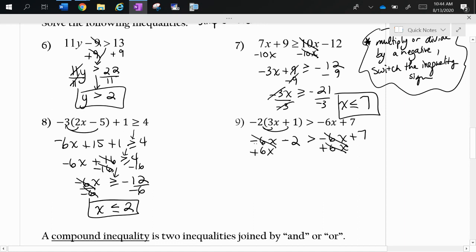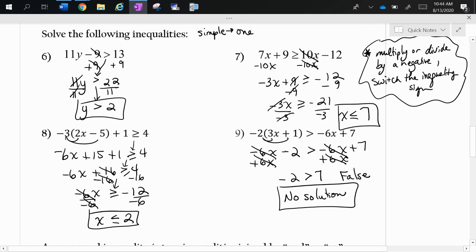And I see when I do that, notice what happens. All my variable terms go away. And so we remember when we solve equations, sometimes this happens also. And when this happens, we get either a true sentence or we get a false sentence. And in this case, negative 2 is not greater than 7. So we're going to say that that's a false sentence. And when we see that it's a false sentence and I have no variables left, I want to say that there is no solution to this inequality.